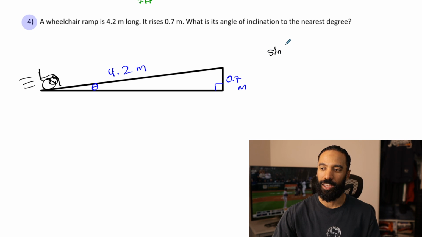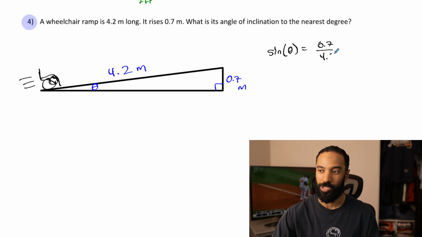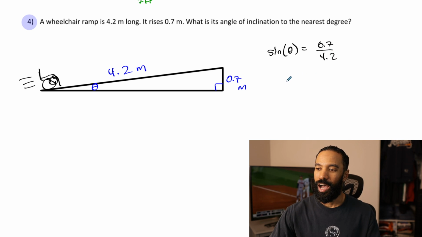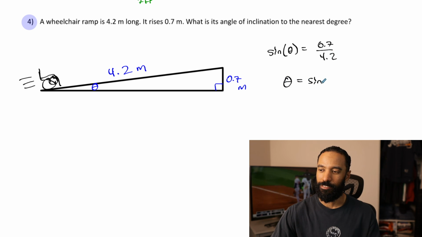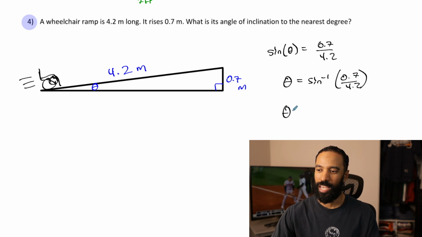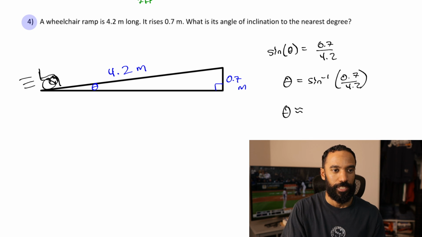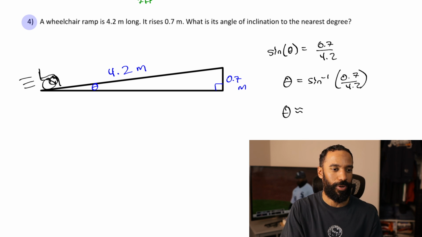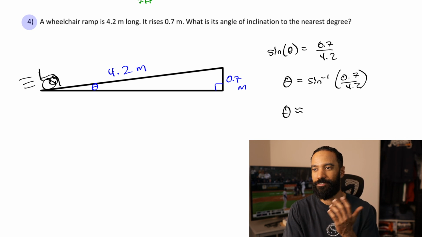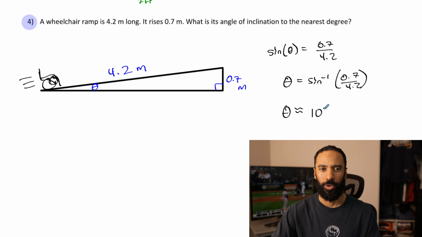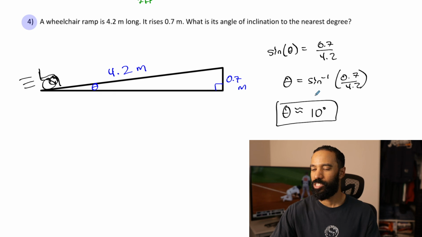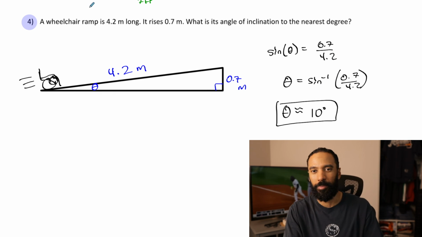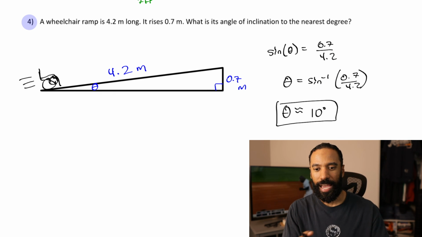So the sine of our angle is 0.7 over 4.2, which, by the way, reduces to 1/6. So theta is the inverse sine of 0.7 over 4.2, which is our last answer. 0.7 over 4.2, 9.59, is around 10 degrees. Whoa, is that a steep wheelchair ramp? Probably. Work your muscles.